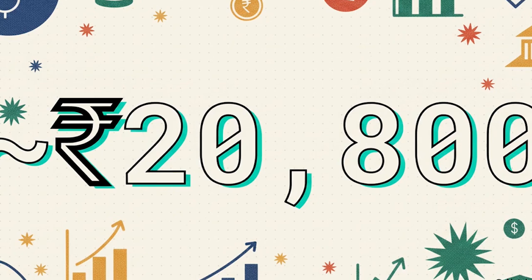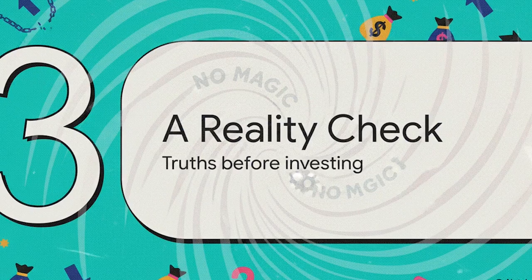So what's the grand total? When you add up the expected dividends from all of those stocks, it comes out to roughly 20,800 rupees. So hey, this sample portfolio not only meets our goal, but it actually beats it by a little bit. Pretty cool. Now, before we get too carried away, it is time for a very, very important reality check.